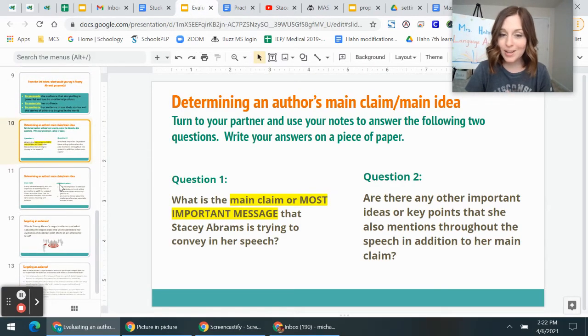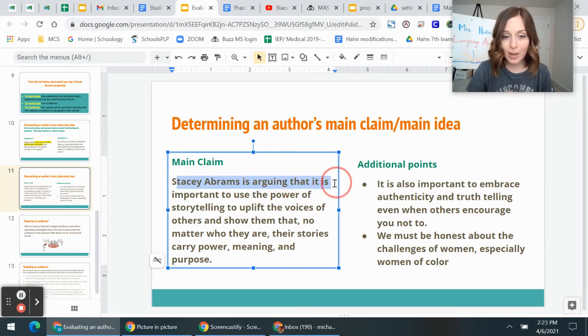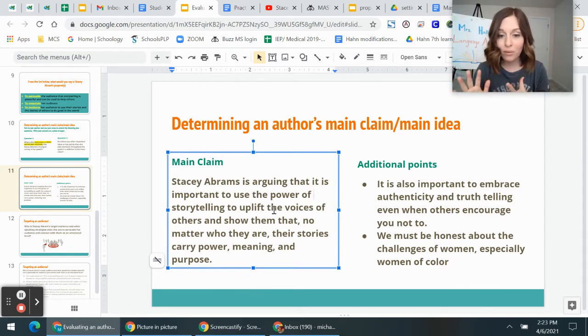Okay, I'm hoping you wrote down Stacey Abrams' main claim. Let's talk about it. So here was her main claim. Stacey Abrams was arguing that it is important to use the power of storytelling to uplift the voices of others and show them that no matter who they are or where they come from, their stories carry power and meaning and purpose. That's her overall main claim.